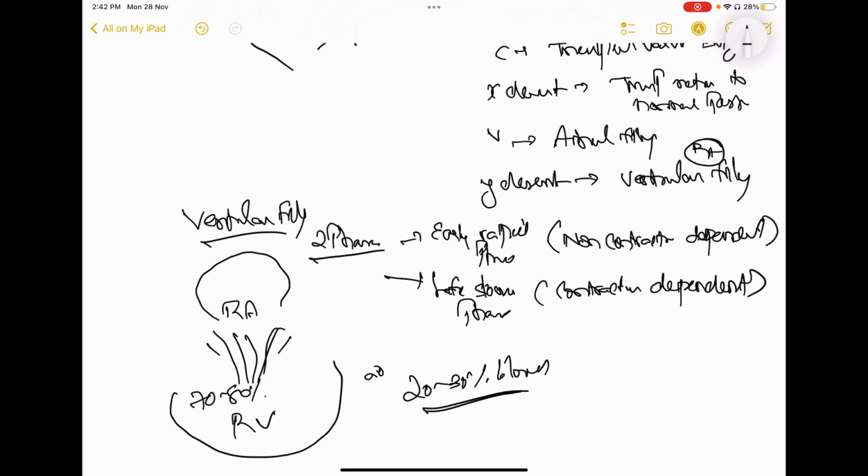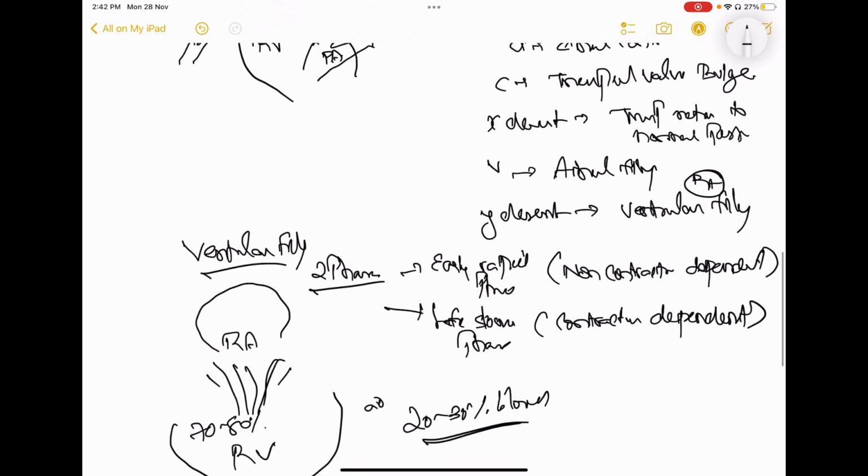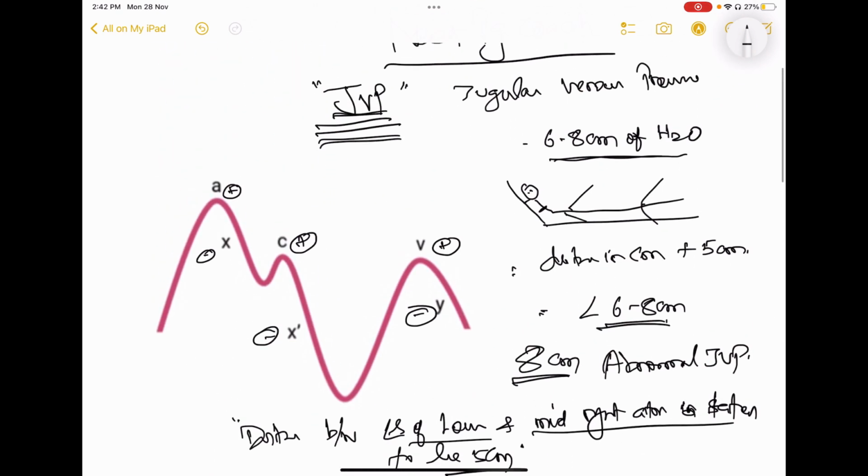So this is the slower phase. This is a contraction dependent phase. So as we said before, that is represented by the A wave on the JVP. That represents the atrial contraction. The Y descent is due to the early rapid filling phase, which is non-contraction dependent.